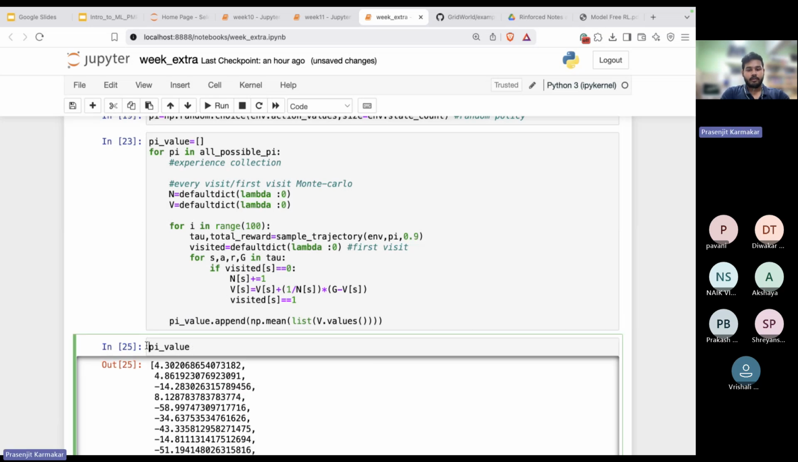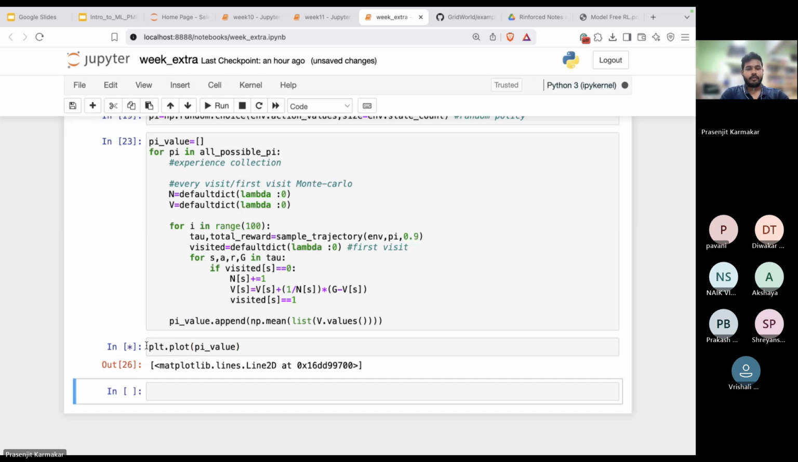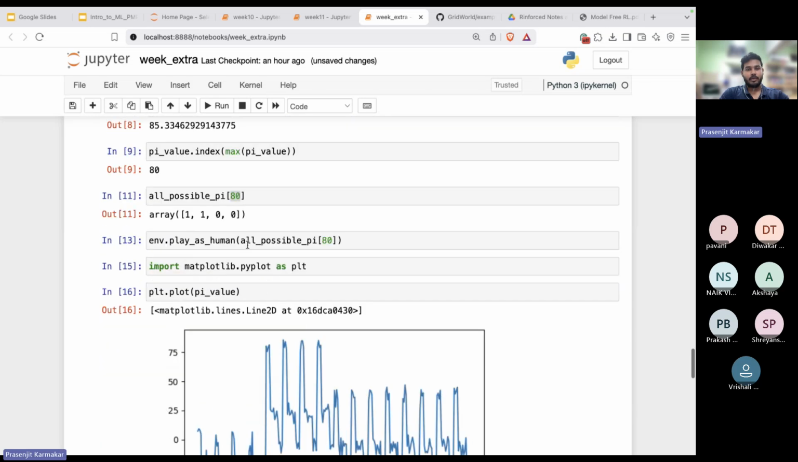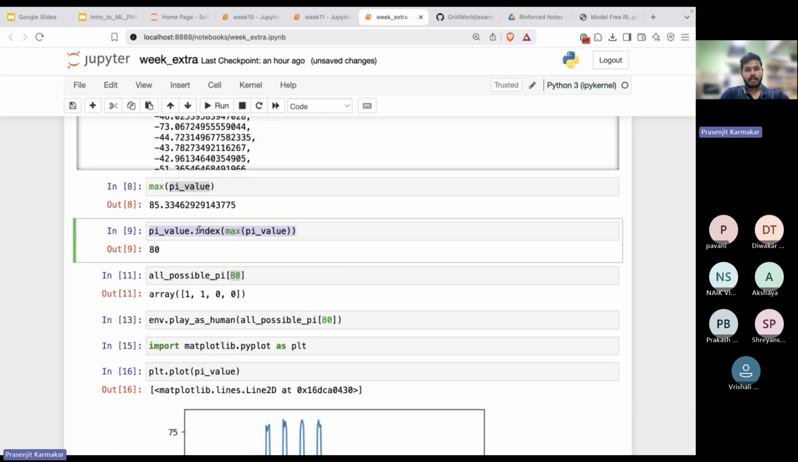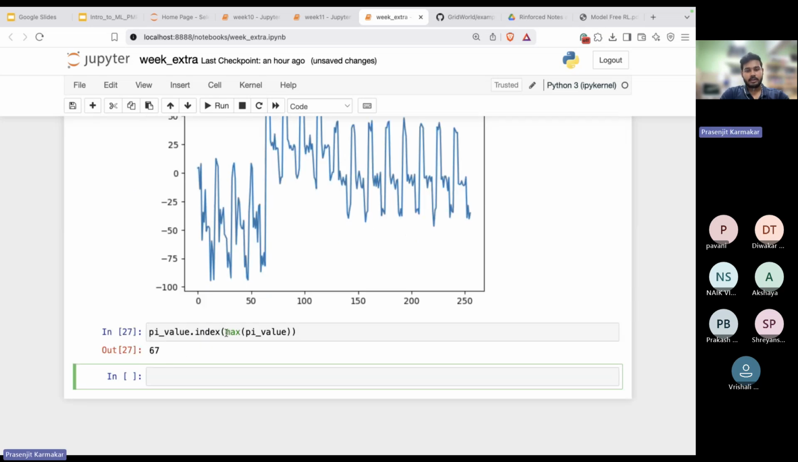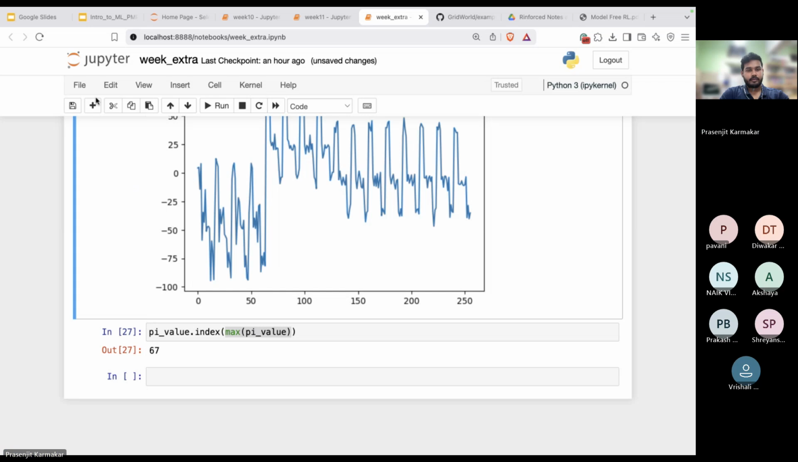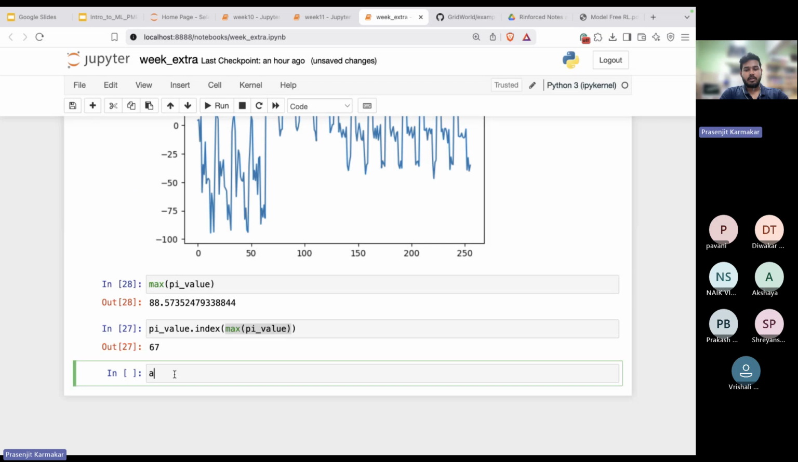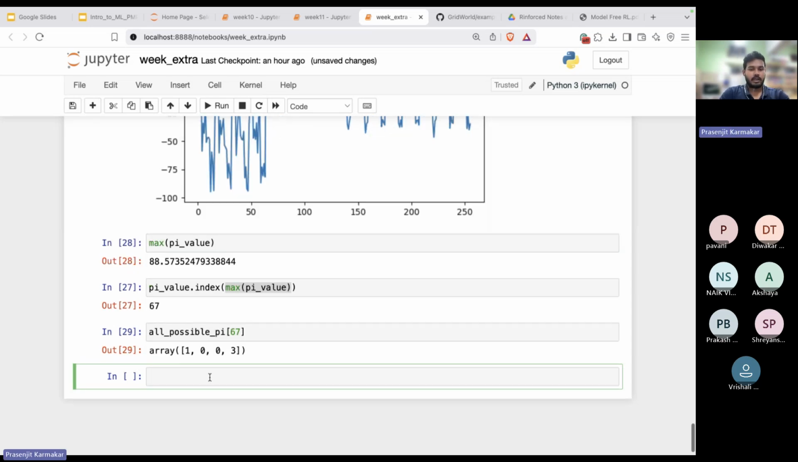I can also plot them. plt.plot. Yeah, this is my new estimated pi values. And similarly, I can compute the max and all those things. So what is the index of the max? It's 56. What is the maximum value? 88. And the policy pi, it is the 67th policy I am currently seeing. env.play as human.